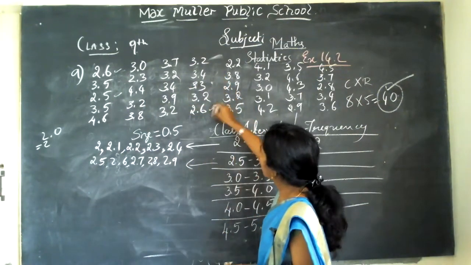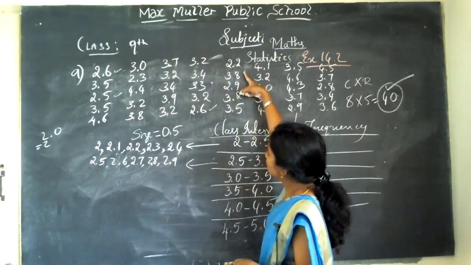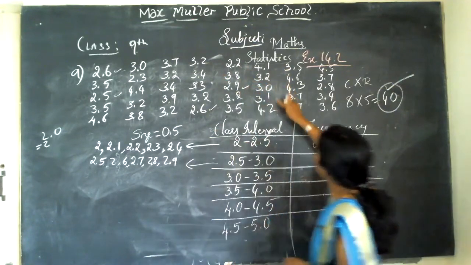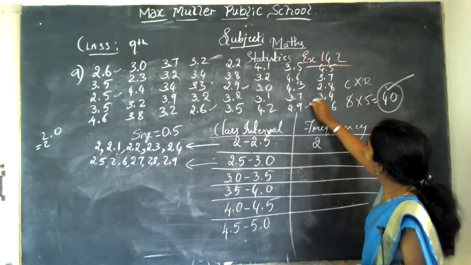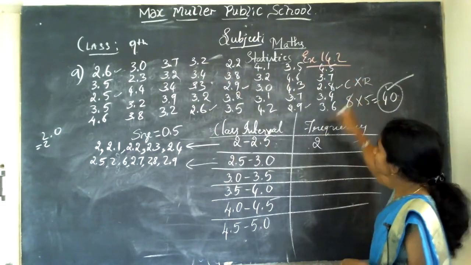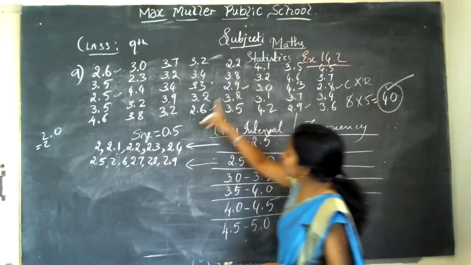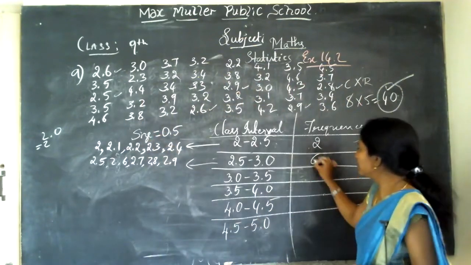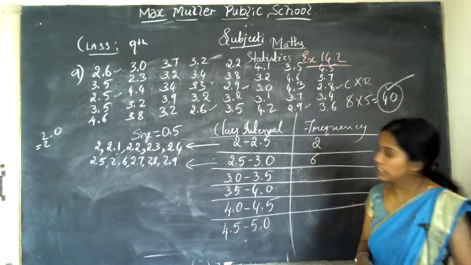So here you have one more, 2.9, 2.9, 2.8. So how many? 1, 2, 3, 4, 5, 6. You have 6, isn't it? So you will get 6. So rub it.